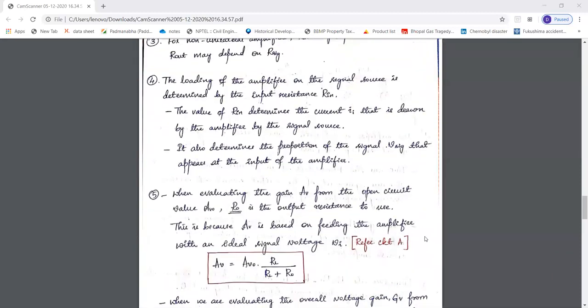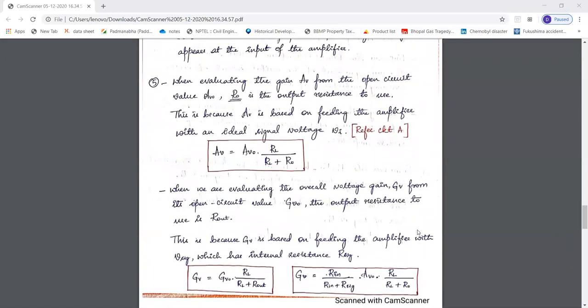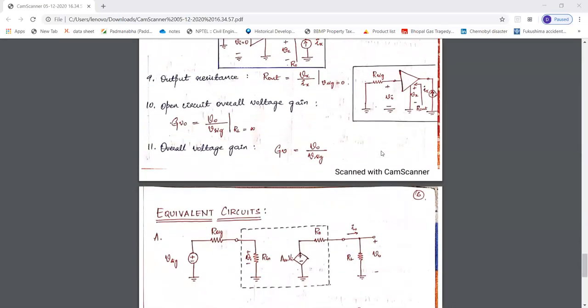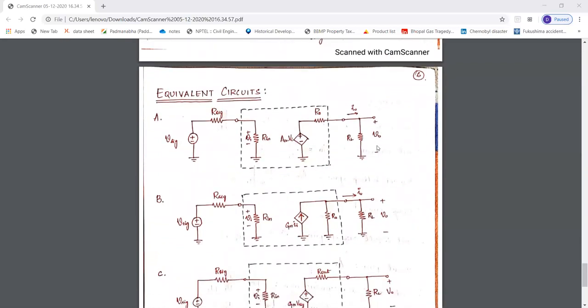And next, whenever we are evaluating the gain AV from the open circuit value, that is AV0, R0 is the output resistance that we are supposed to use, because this AV is based on feeding the amplifier with an ideal signal voltage VI. So this AV is equal to AV0 into RL by RL plus R0. AV is based on feeding the amplifier with an ideal signal voltage VI. For this, you need to refer to circuit A here.